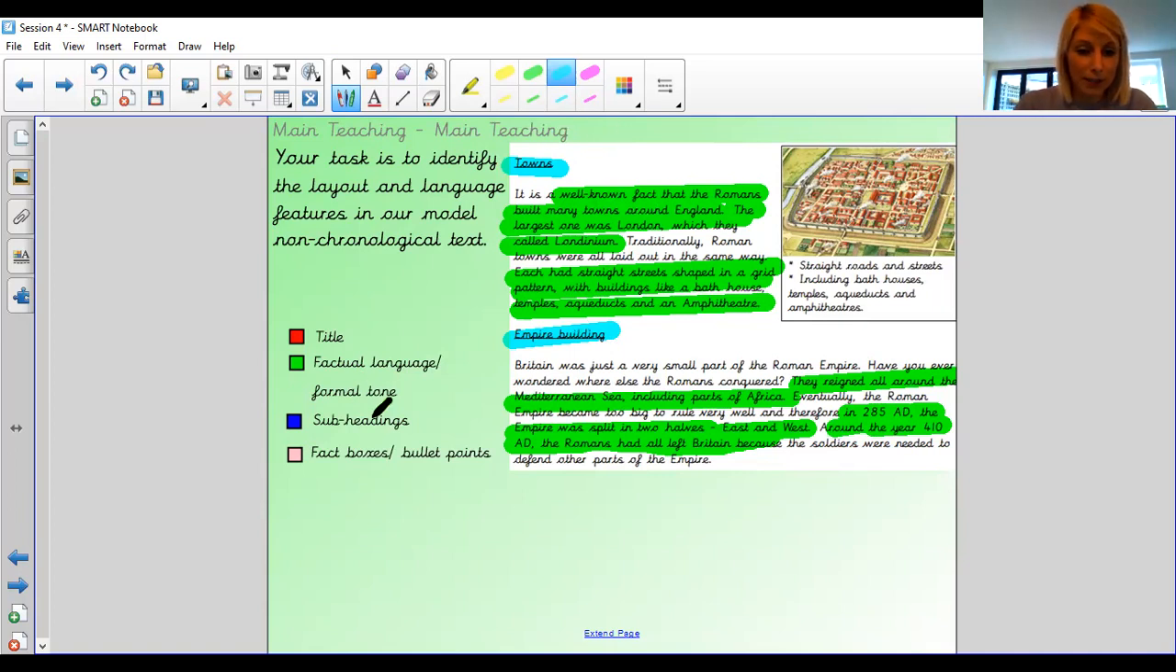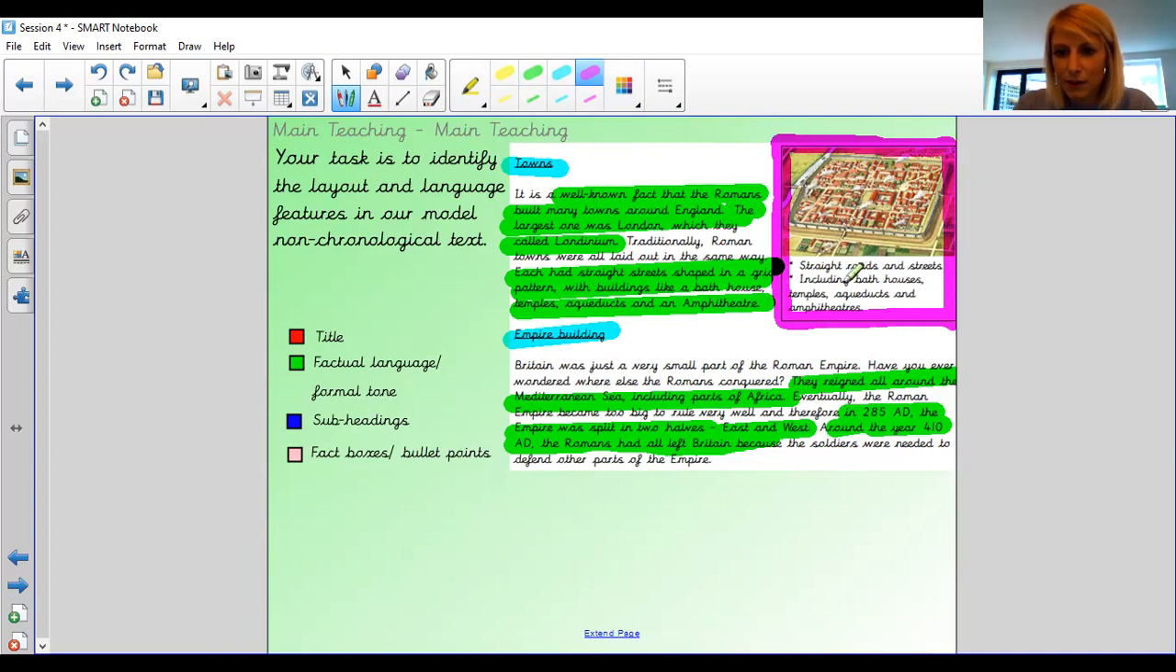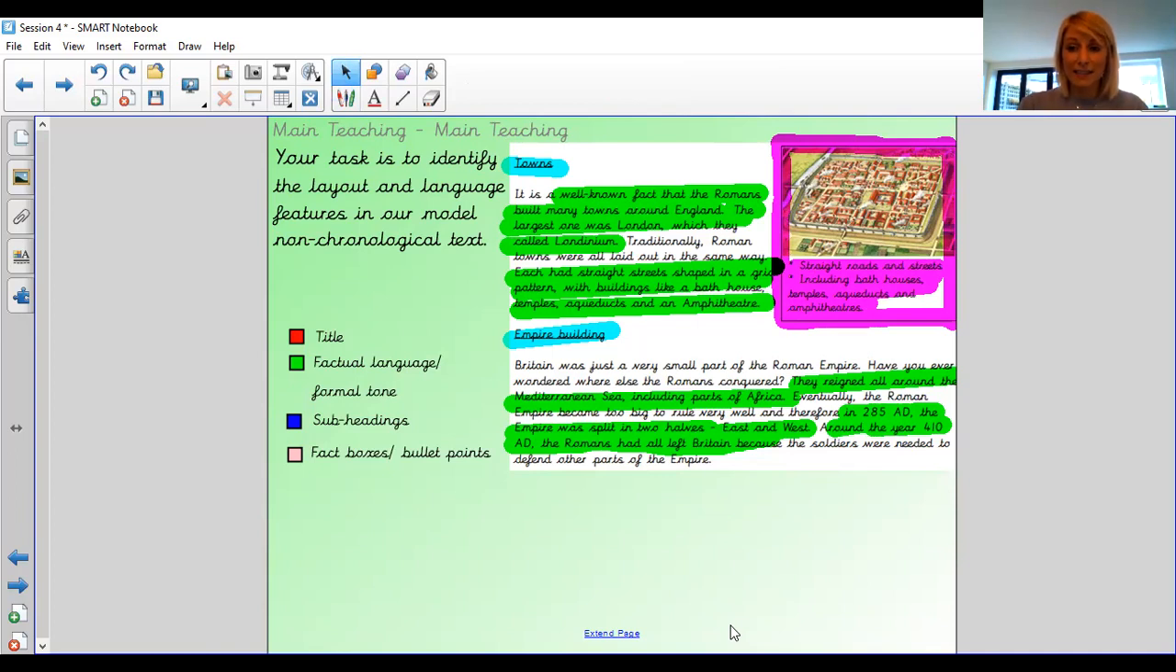So towns and empire building are my subheadings, and then pink, I've got fact boxes and bullet points. Well, we know that's over here, don't we, from the example we just looked at. So you can highlight nice and neatly around the box, and then I've got my bullet points. I think I'm going to highlight the whole bit. Okay, there we go. So hopefully that's helped you to see how you're going to highlight your text today. As I said, it's all on the daily plan for you and the key is there. So use what you've got at home, whether it's a highlighter, crayon, gel pen, just to show me which colour you're using for which feature, okay? And those are the features we're looking for. So when you come to do it, if you're stuck and you think, what am I looking for? I don't know what factual language is.